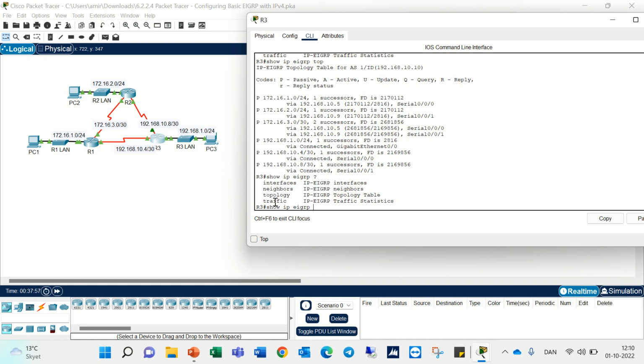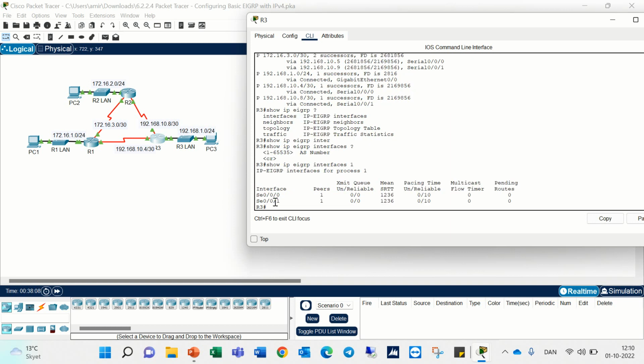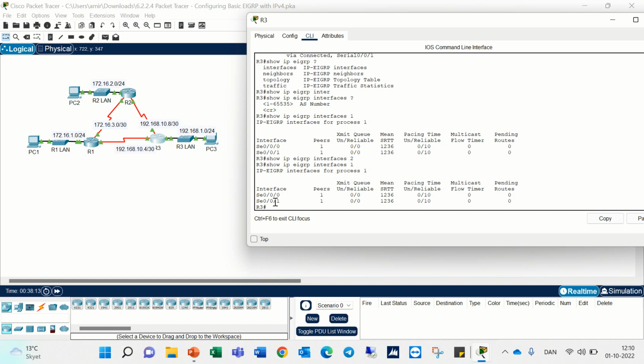We can also see interface. What is your autonomous number? If you write here 1, you can see some information. If you write here 2, you cannot see, because we have only autonomous number 1 here. And this is the other thing that helps us in this situation.